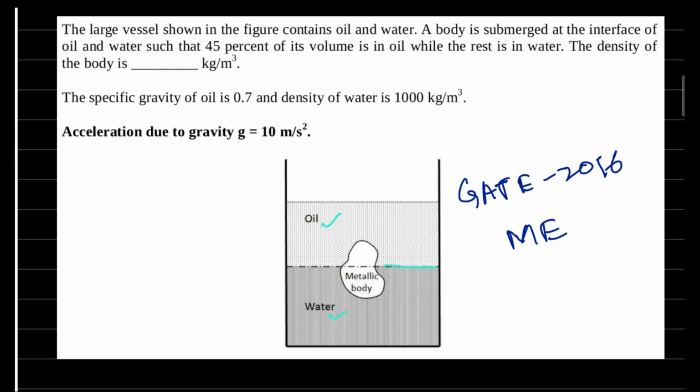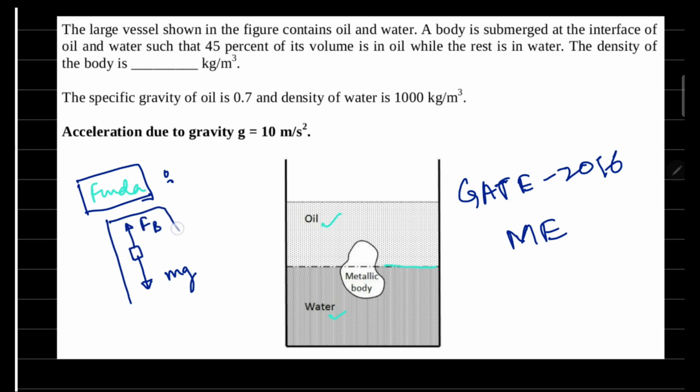The specific gravity of oil is given as 0.7 and the density of water is 1000. Before solving this problem, the fundamental we have to apply is that this body is floating. So whatever the weight is, that will be working over there, and this will be the buoyancy force. If both are equal, then the body will be floating the way it has been shown. So this is the fundamental we have to use.